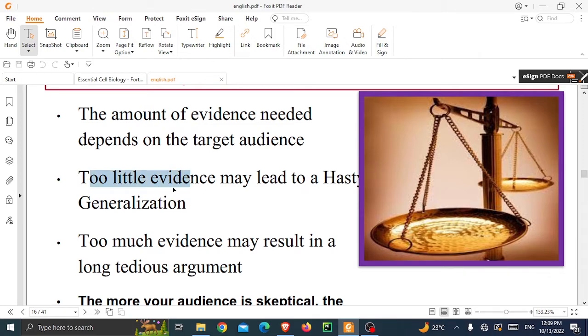Too little evidence sometimes may lead to a hasty generalization. Once you hear the word personalized medicine, and I say it is a type of medicine in the future where you make a certain cure for a certain patient, you are going to generalize it immediately. You'd say, oh, so that means that very rare diseases that come to only certain people can be cured immediately. That's so great. Actually, no.